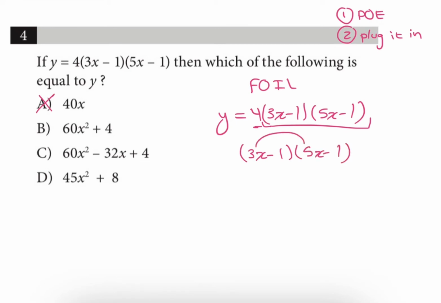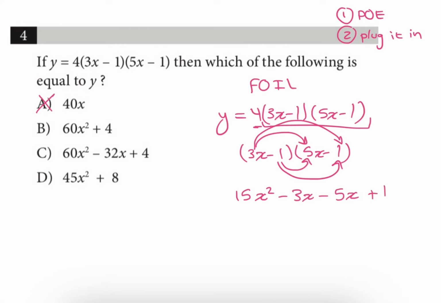FOIL means first, so you multiply the two first numbers in each of the parentheses, and then the O stands for outer, so the two outer numbers, and then I stands for the inner numbers, and then L stands for the last numbers. So this is how you multiply them basically. So let's go 3x times 5x, and that's going to be 15x squared. And then it's 3x times negative 1. 3x times negative 1 is negative 3x. And then it's negative 1 times 5x, and that is negative 5x. And then we're multiplying negative 1 by negative 1, which is plus 1.